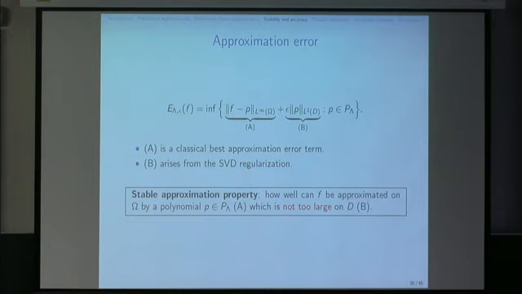So this is what I like to call the stable approximation property. This is asking the question, how well can your function be approximated by a polynomial p in P_lambda on the domain omega, that's the first term here, subject to the condition that p does not grow too large on the domain D. So that's where the stability comes in. So, what can we say about this? Well, in order to say more concrete things, we'll need to say something about lambda. We'll need to specify our index set, and we'll need to specify some regularity of f as well.